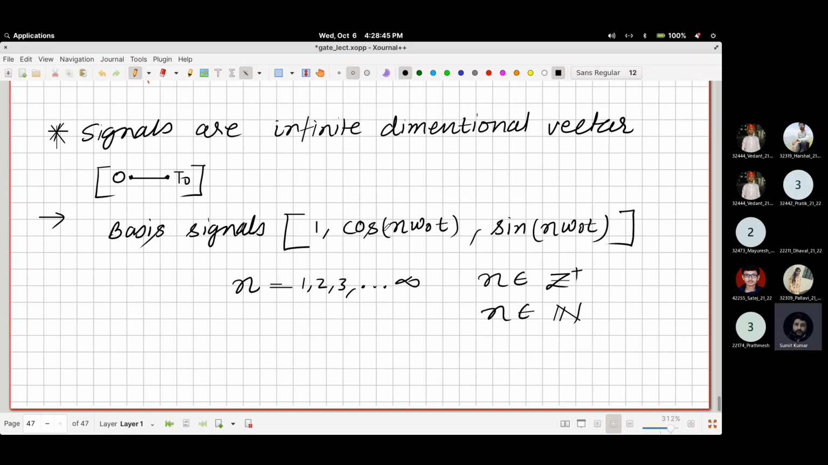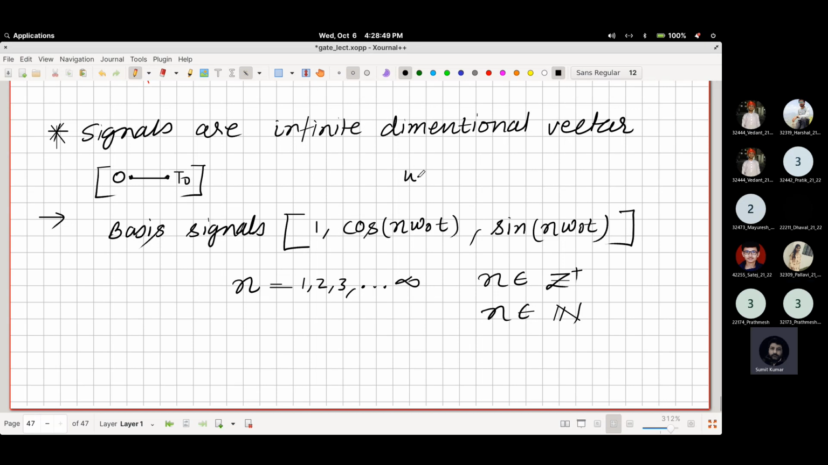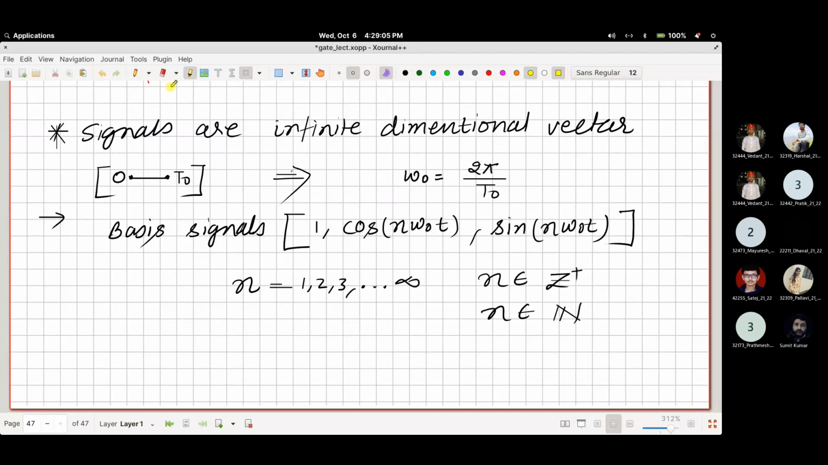And you can easily prove this. It's not difficult. And here, what is omega naught? Omega naught is equal to 2 pi by t naught. Is that clear? Is it clear to everyone? So this here is a basis. Now, let me prove that all of them are orthogonal. For any value of n, I can prove this.